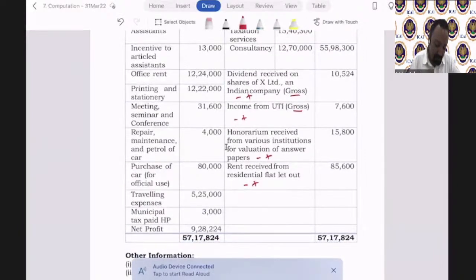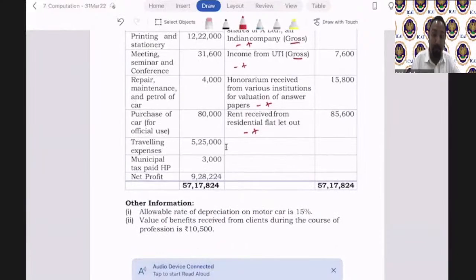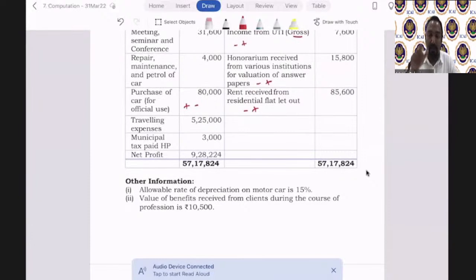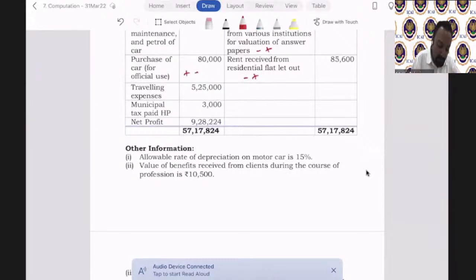Meeting, seminar and conference, repair, maintenance and petrol of car, purchase of car. What does the question say? It says purchase of car, which is capital expenditure. So this is not allowed. But of course, depreciation on this is allowed, so you will have to allow depreciation on this. Traveling expenses, again, it is allowed. Municipal tax paid to house property belongs to income from house property, not relating to your business or profession, so you need to add this.